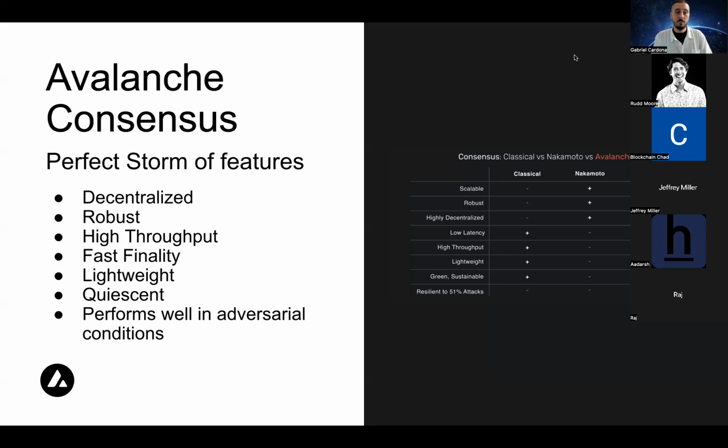Avalanche has high throughput with 4,500 transactions per second, and it's very lightweight and green. You can run it on a PC, you can run it on a MacBook, you can run it on a VPS, drop it on the cloud, and in the future, you'll be able to run it on Internet of Things devices. And Avalanche Consensus is parameterizable, so it performs very well in adversarial conditions.